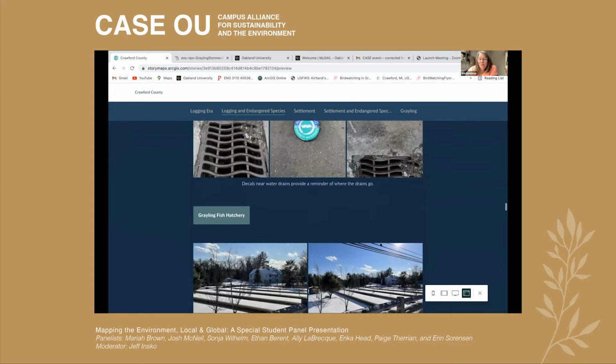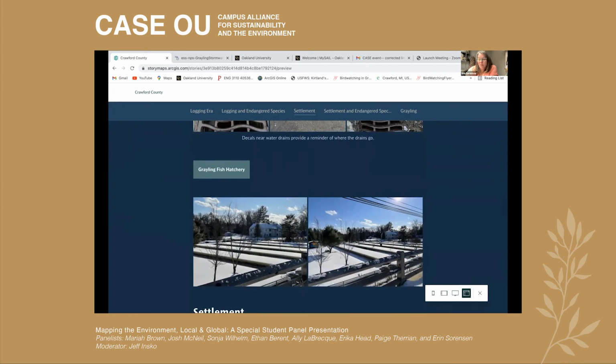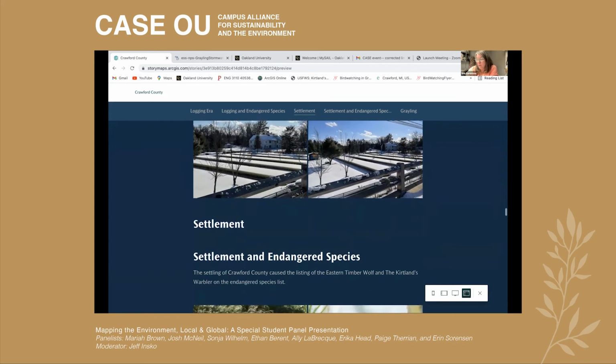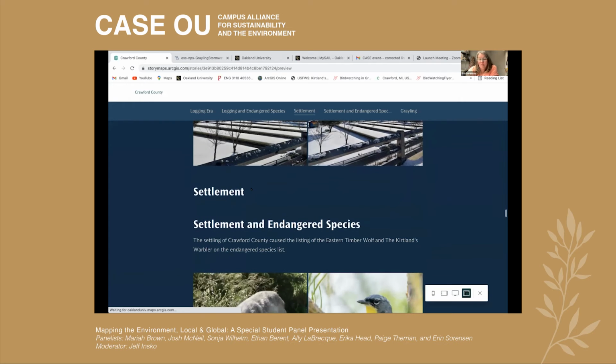And then another thing that helps with reintroducing the grayling were fish hatcheries, not necessarily the Grayling fish hatchery, but here's another link and it goes straight to their site and it talks about their mission. And places like this help study native aquatic life and how we can protect the habitats. And then it brings us to settlement.